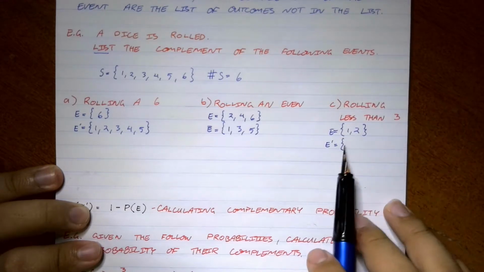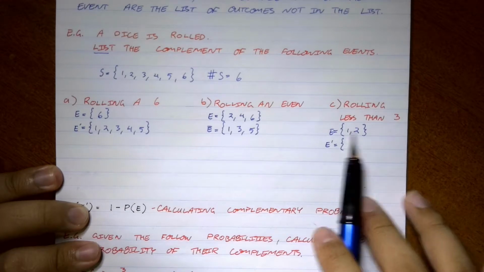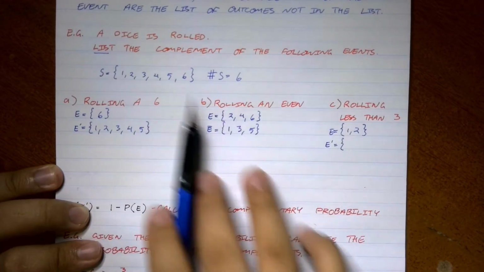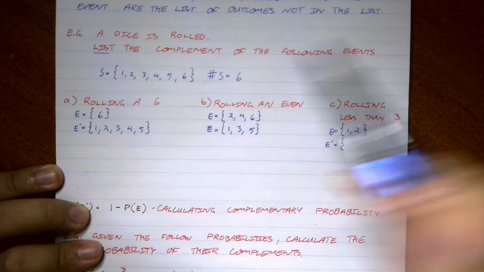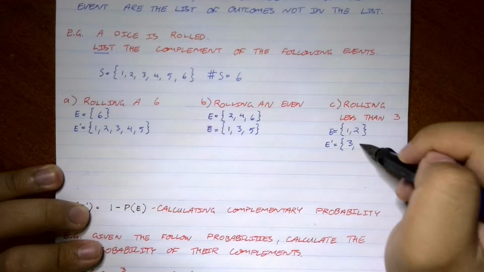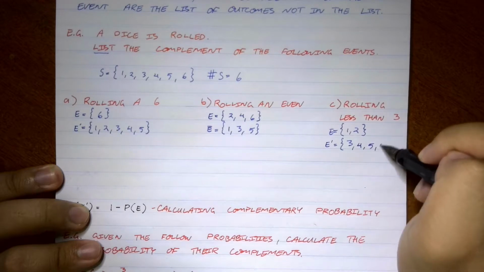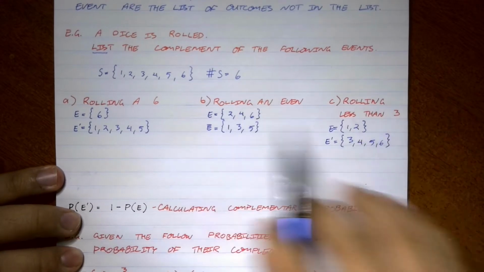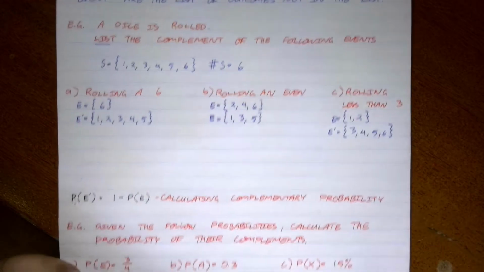The complement must be those that are not in the list of 1 and 2. So if 1 and 2 are inside E, the rest, 3, 4, 5, and 6, are inside the complement. And that's how we list the complement of events.